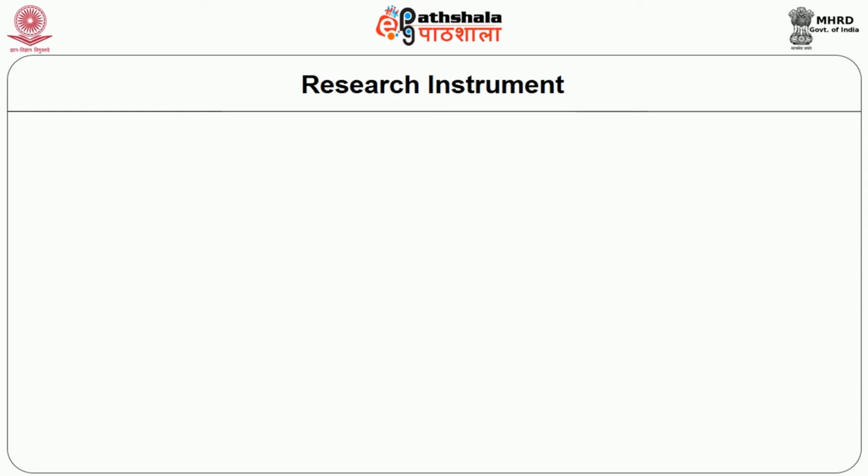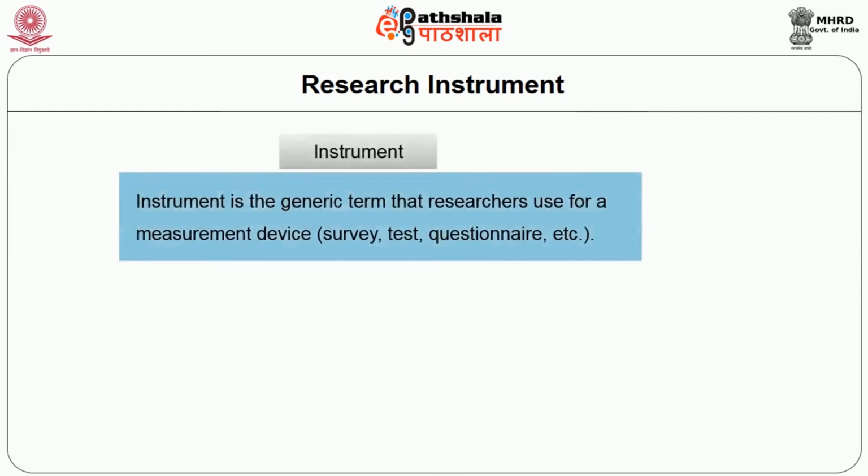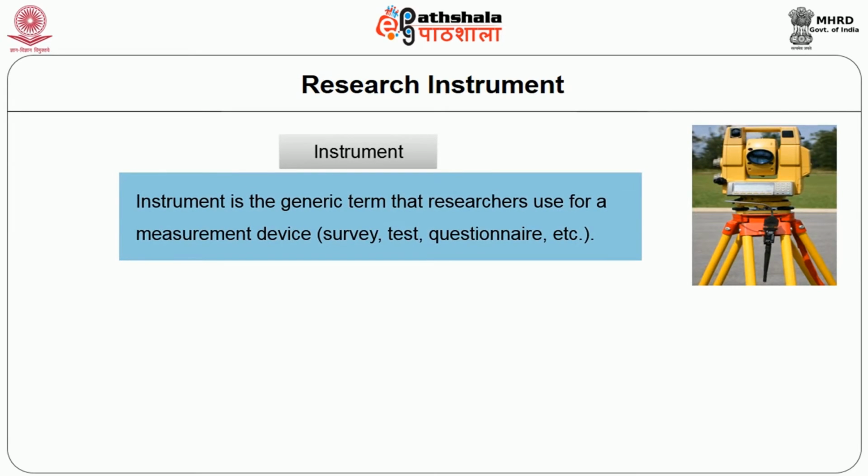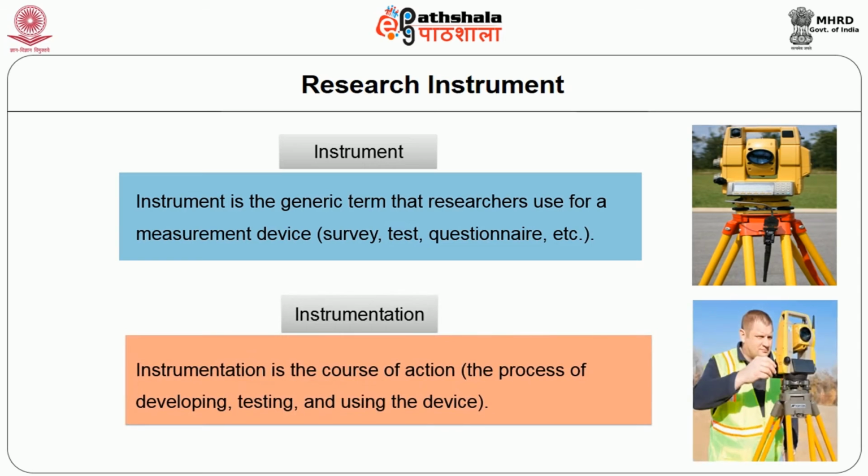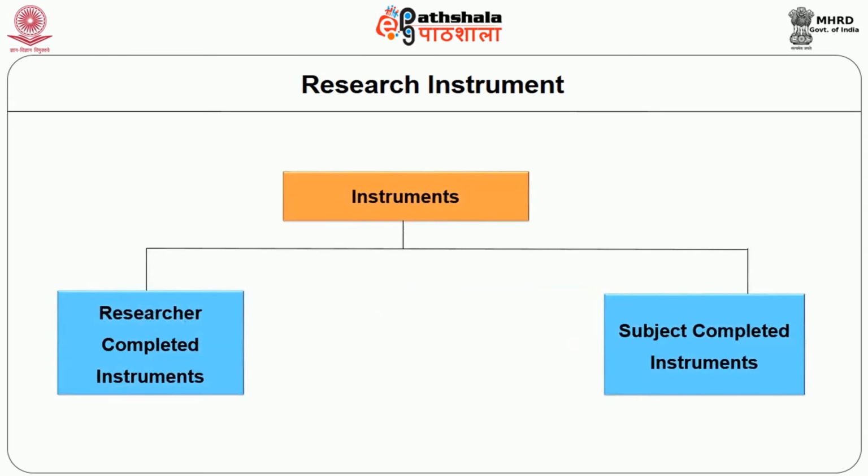Having understood the different types of data, let us move on to the next part about the research instrument. Instrument is the generic term that researchers use for a measurement device such as a survey, a test, or a questionnaire. To help distinguish between instrument and instrumentation, consider that the instrument is the device and instrumentation is the course of action or the process of developing, testing and using the device.